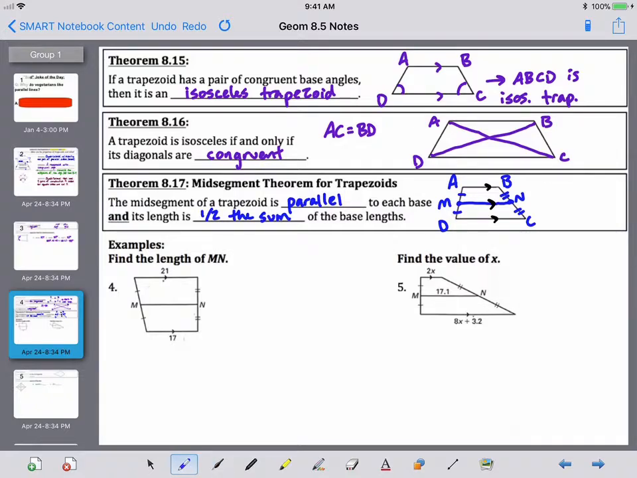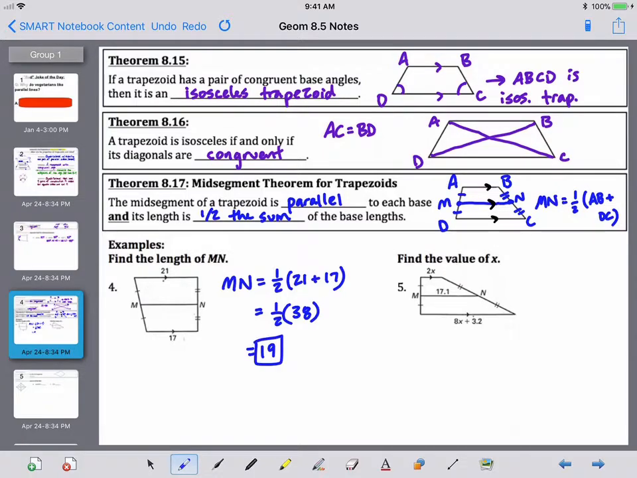Now, if you want to find the length of MN, what you can do is take half of the length of AB plus the length of DC. And we'll use that in our next example. So here, if you look at example 4, we're going to find the length of MN in this trapezoid. We're going to take half of the base of 21 and the base of 17. So in that case, we end up with half of 38. And half of 38 is 19. All right, so that's how that theorem works.